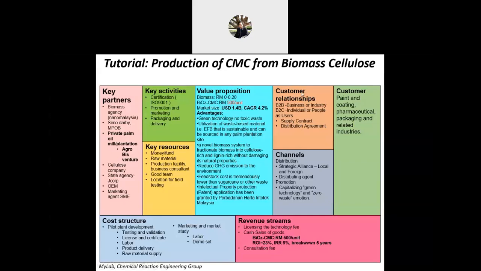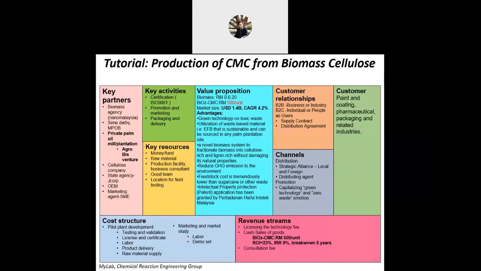Customer relationship. This is about your business. Is it B2B or B2C? It's possible B2B, or possible B2C, or both. Generally for this product, we would like to do a B2B product, where we produce bio CMC, and CMC will be a raw material for other production. We supply to other companies so that they can use it for production, like a food additive, as a coating, or binding.